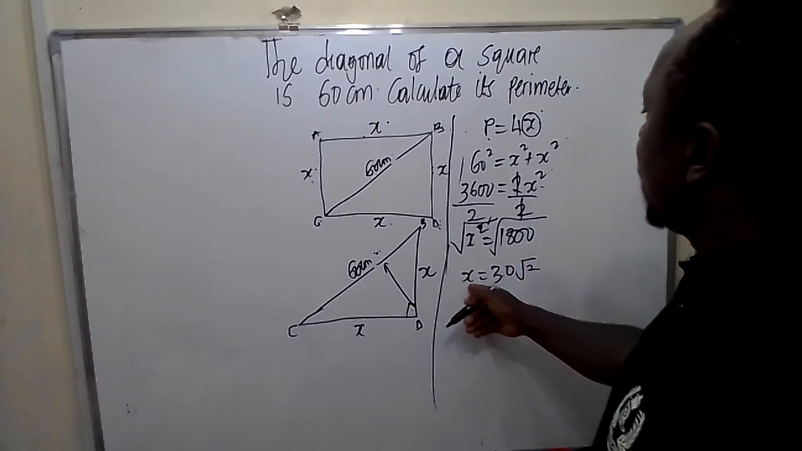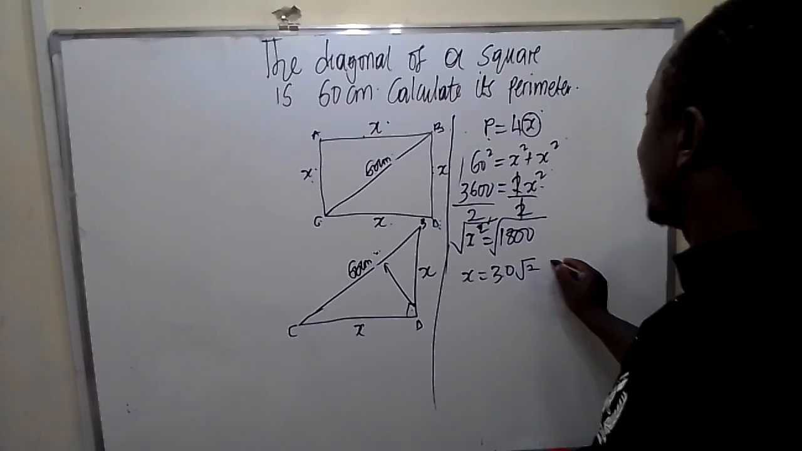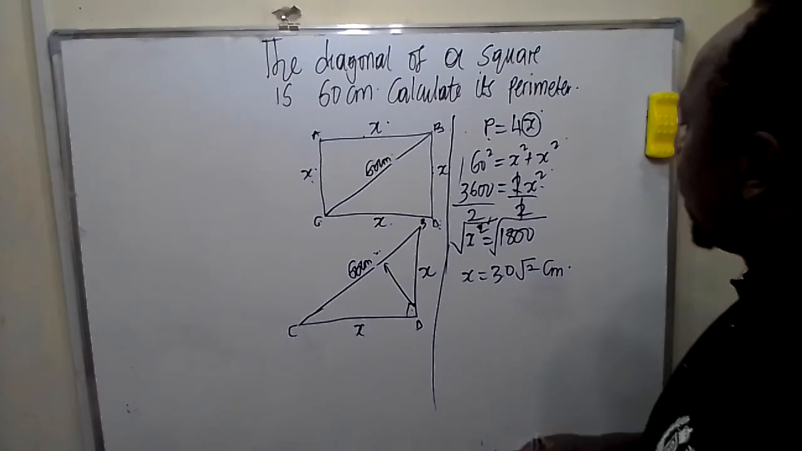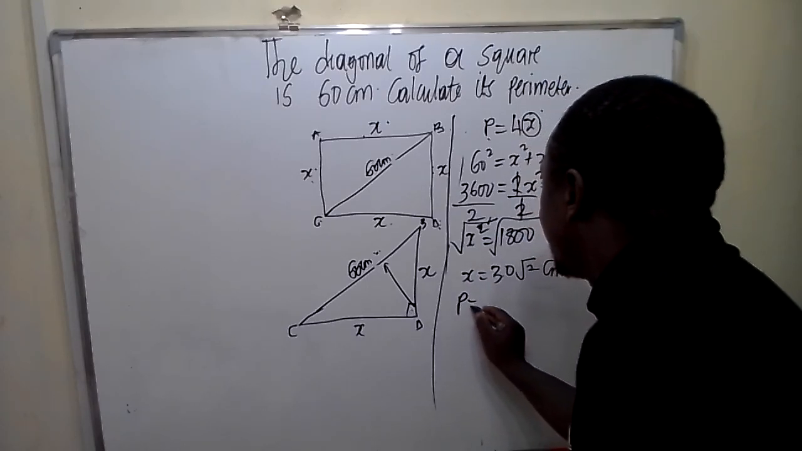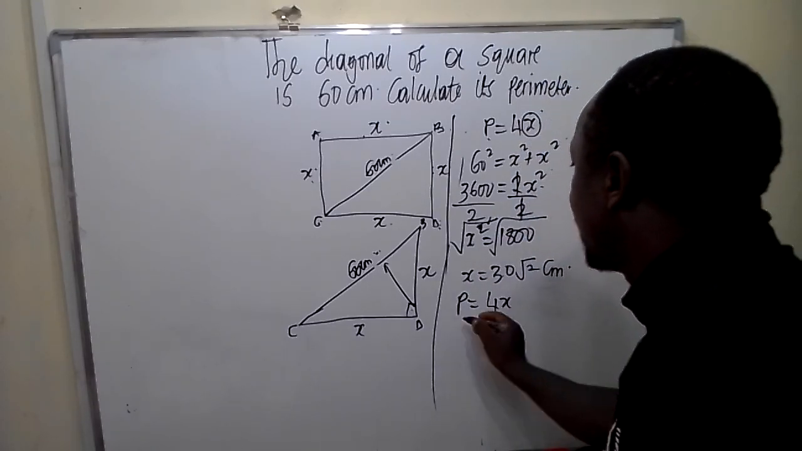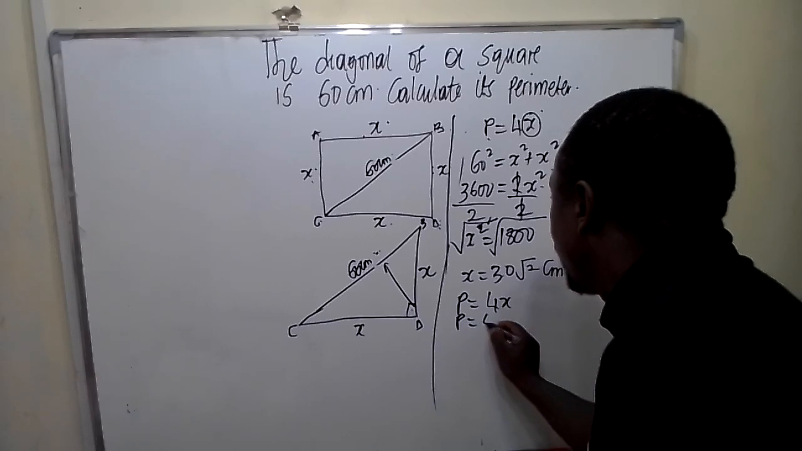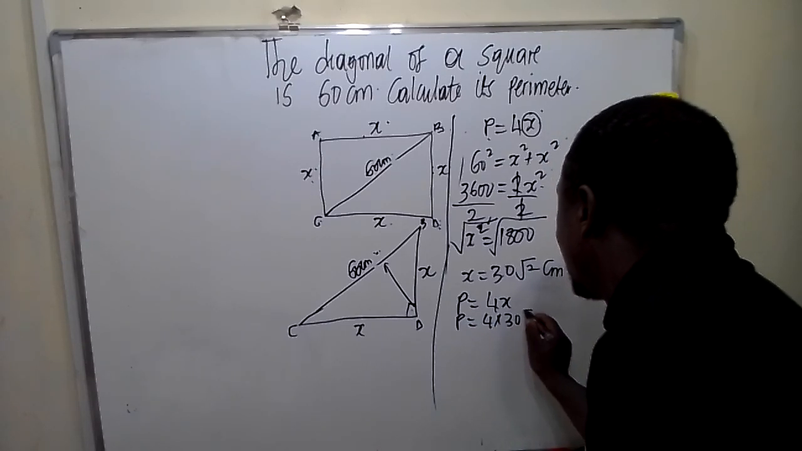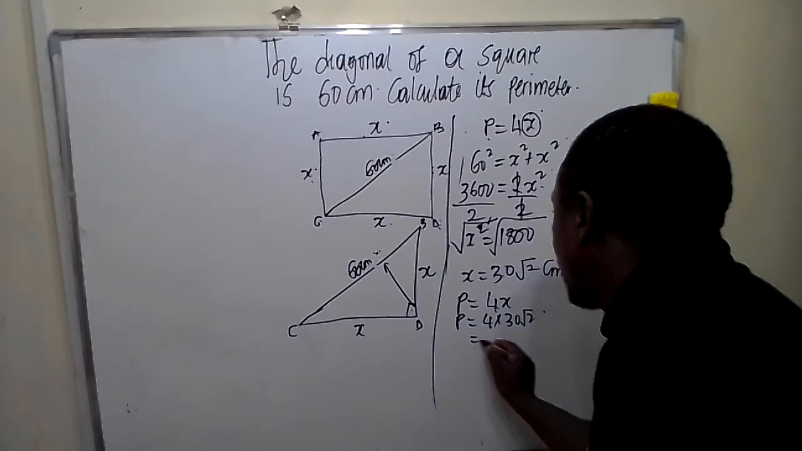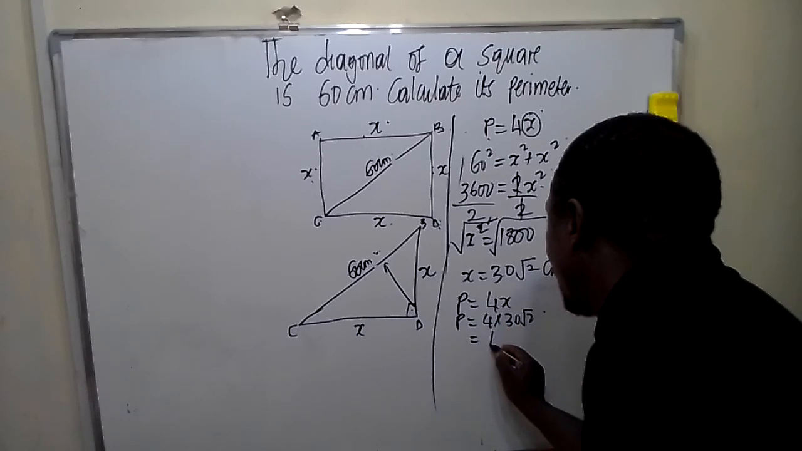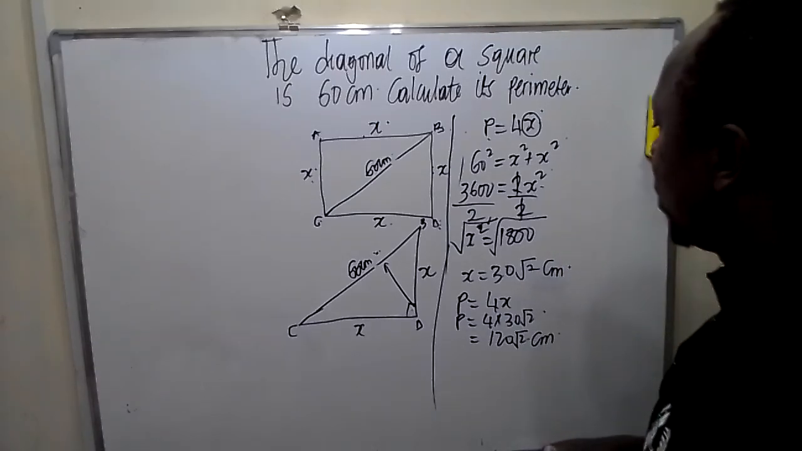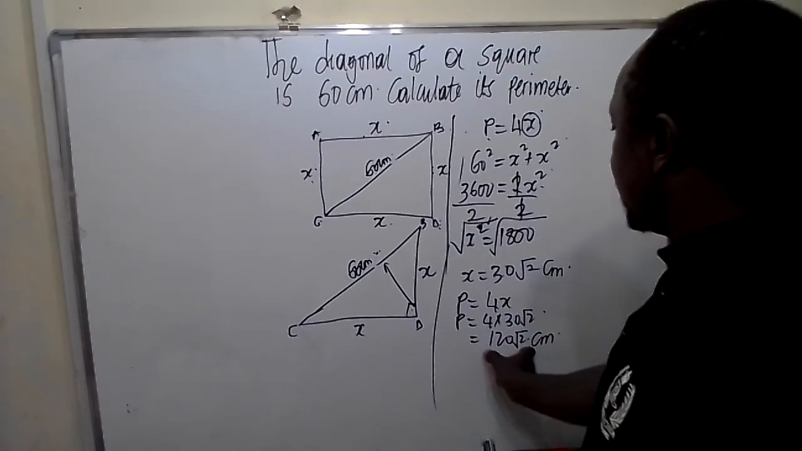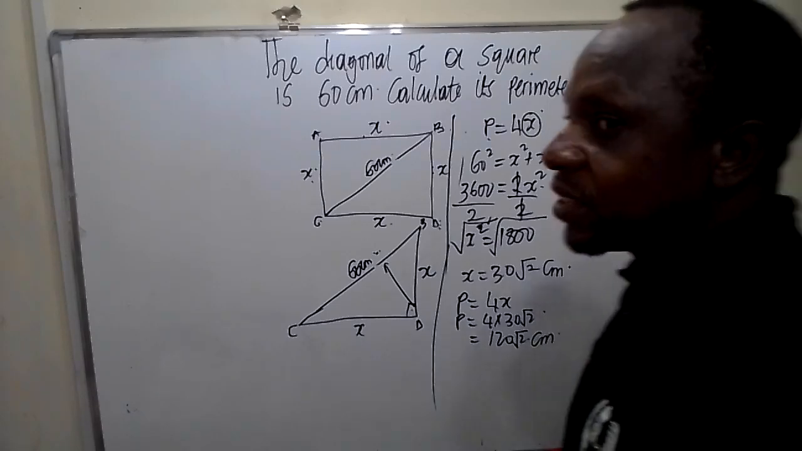It implies the value of x is 30 root 2 centimeter. Now, the perimeter is given as 4x. Now, P will be equal to 4 times 30 root 2, which is equal to 4 times 30 is 120 root 2 centimeter. So our perimeter will be 120 root 2 centimeter.